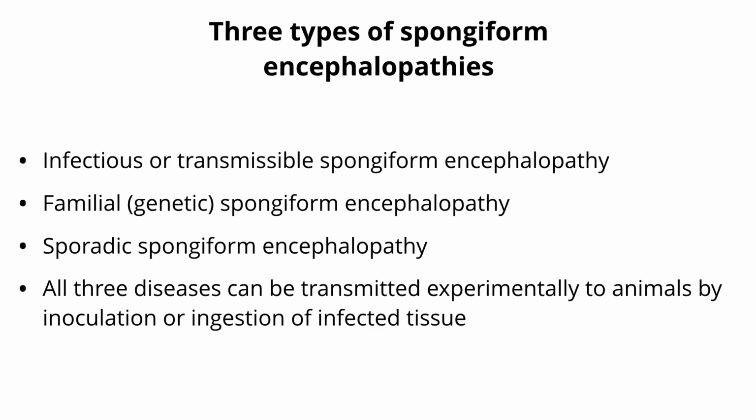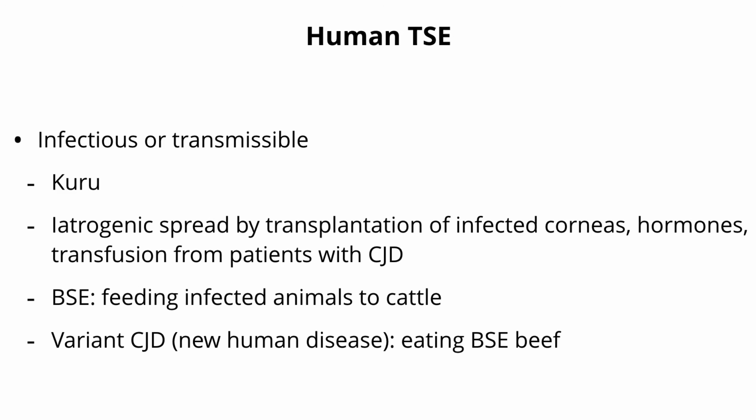There are three types of TSEs, actually spongiform encephalopathies. There's infectious or transmissible, which was the first discovered, so it was called TSEs, but they're not all infectious. There's a familial or genetic spongiform encephalopathy. We'll go into these in a bit. And then there's sporadic spongiform encephalopathy. And if an animal develops any of these, the disease can be transmitted to another animal by giving them diseased tissue. Kuru is an example of an infectious or transmissible form of the TSE. We'll talk about that in a moment.